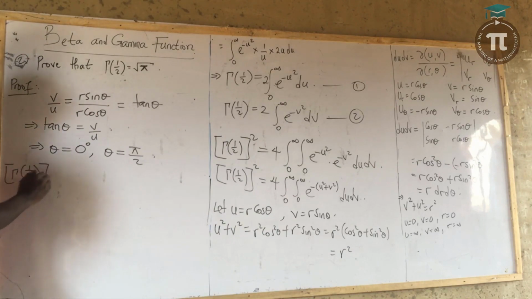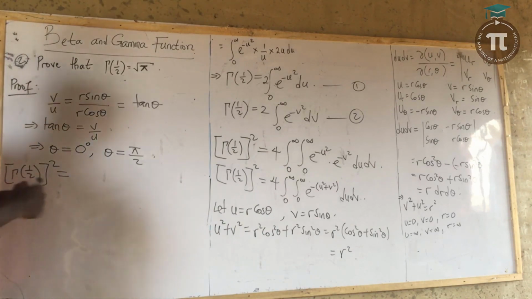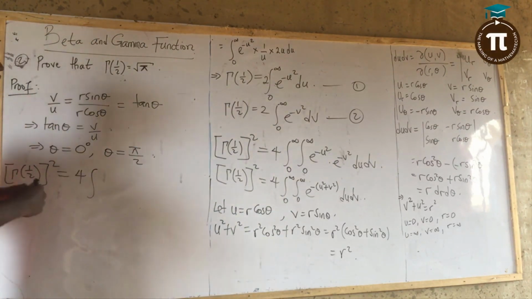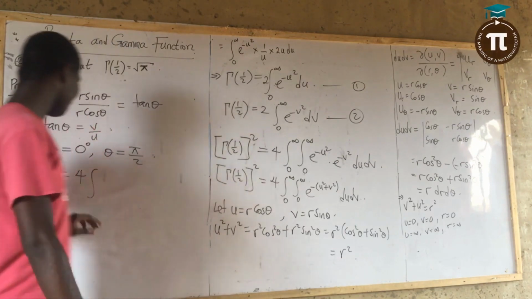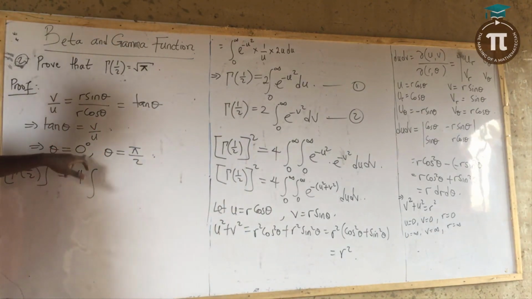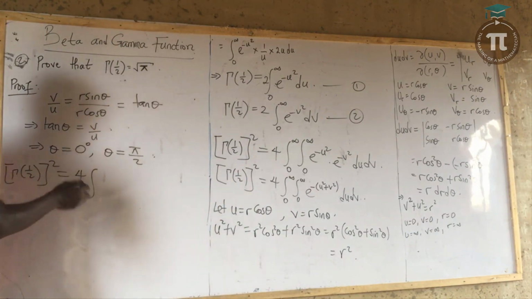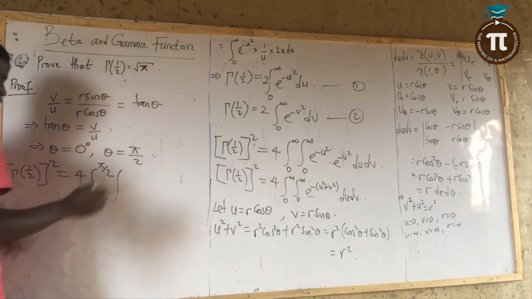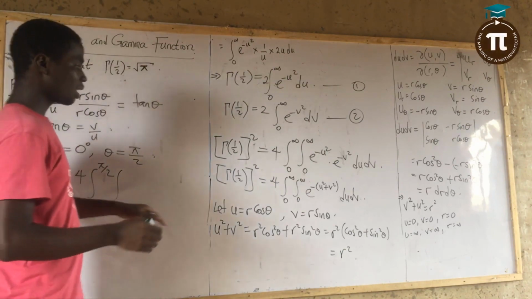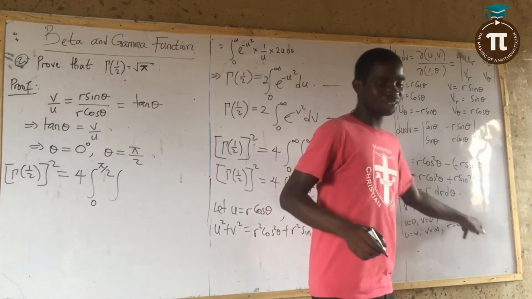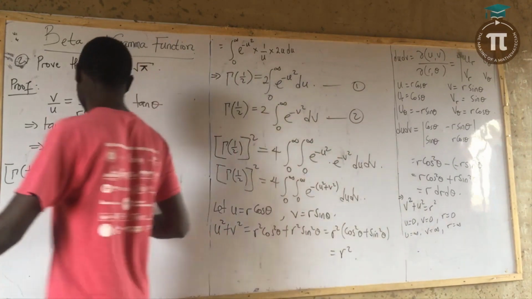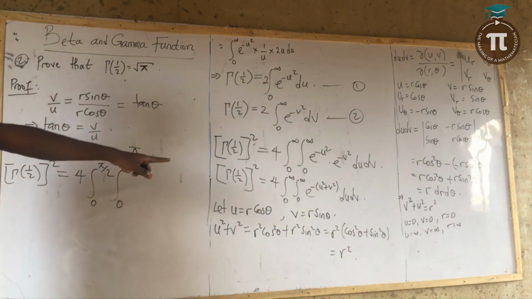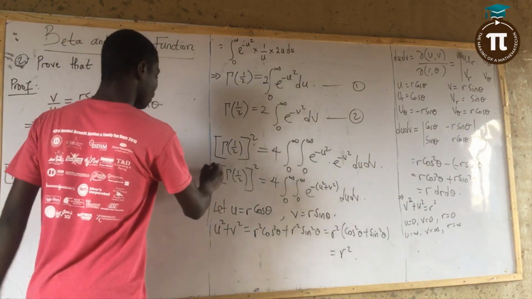So my point is, I will have the integral of gamma of 1 over 2 all squared, which will be equal to 4 integral. The first one will be for theta. Theta is from 0 to pi over 2. That's why I found the bound. For r, I have 0 to infinity as well.